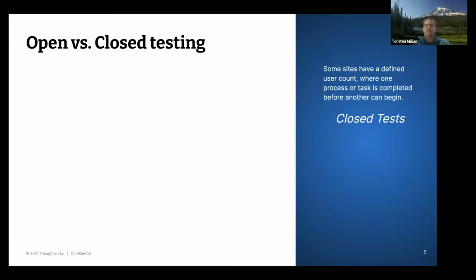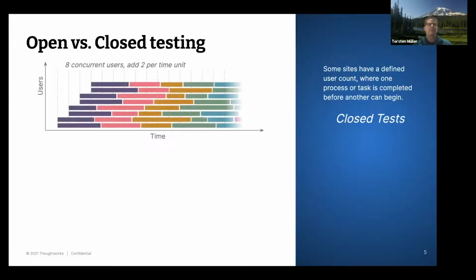If you were to plot this over time, you would get something like this. Users over time. Here's again the ramp. Just so I don't have to draw 10,000 rows here, let's say 8 concurrent users, and we're adding 2 per time unit. So here you see it goes up. And then as soon as one task is done, it immediately starts the next and the next and the next. It just keeps going until you say, I want to run for 10 minutes. And then after 10 minutes, the whole thing is done. So that's the closed tests.